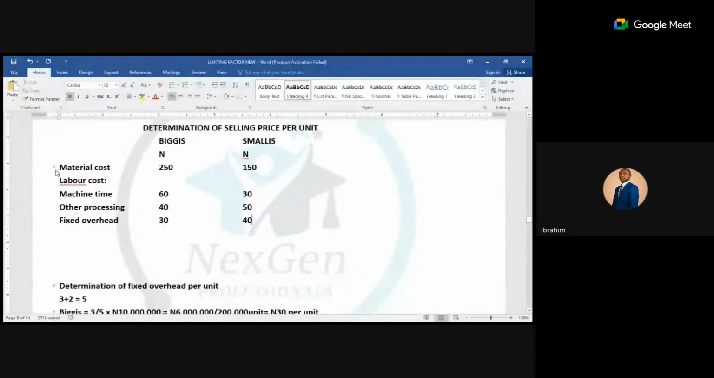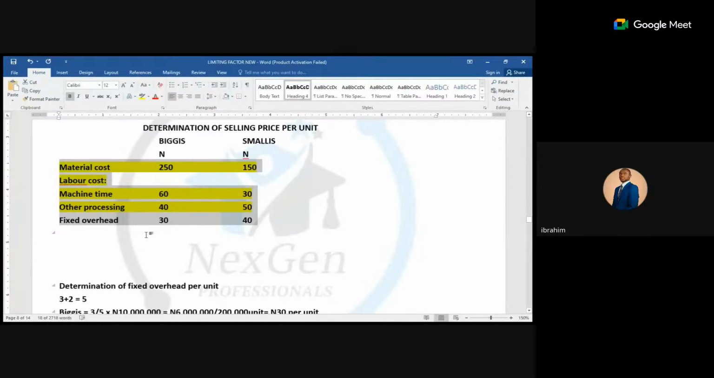Class, this is direct costs. This is indirect costs. Addition of all these costs will give you the total cost of production per unit, right? That is the total cost of production, the combination of the direct cost and indirect costs. Now, this is another case of limiting factor.